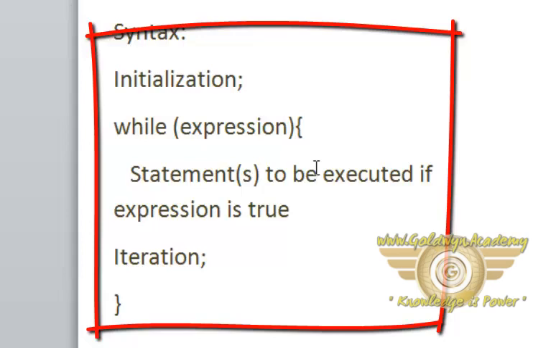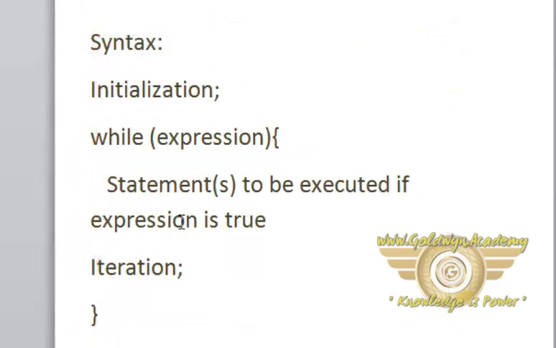The purpose of while loop is to execute a statement or code block repeatedly as long as this expression is true. Once the expression becomes false, the loop will be exited. Then iteration. It is used to increment or decrement your initialized variable. Here in while loop, test condition is before the statement to be executed. It means this is called as entry control loop.